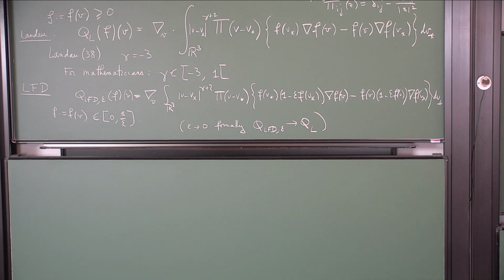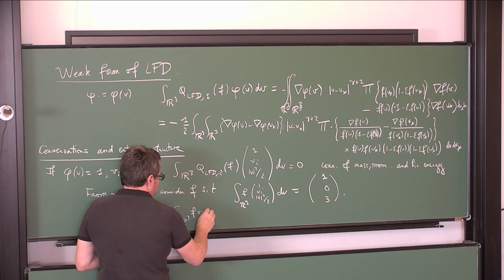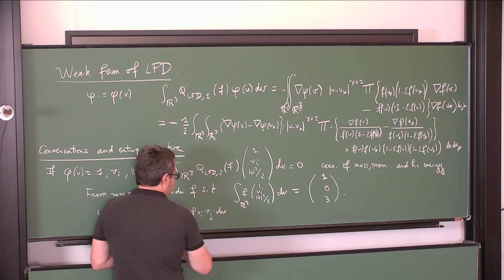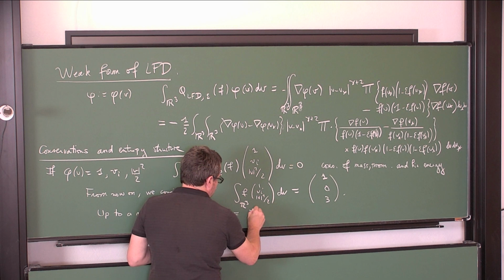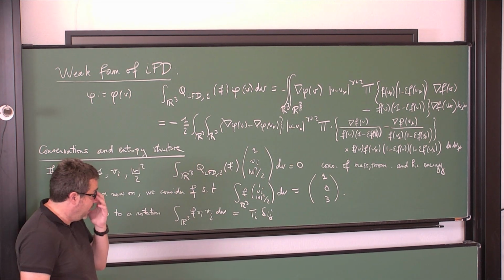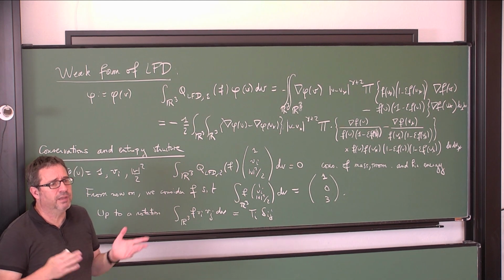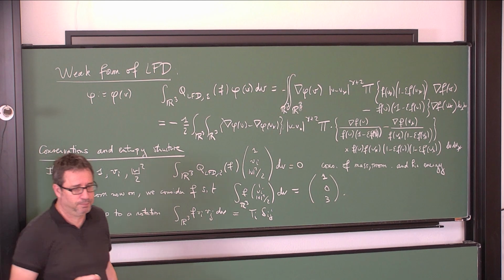So, up to a rotation in the space of velocities, we will suppose that this quantity is equal to something which is 0 when i is different from j, and when i and j are equal, we will call it Ti, and this is sometimes called the directional temperature.